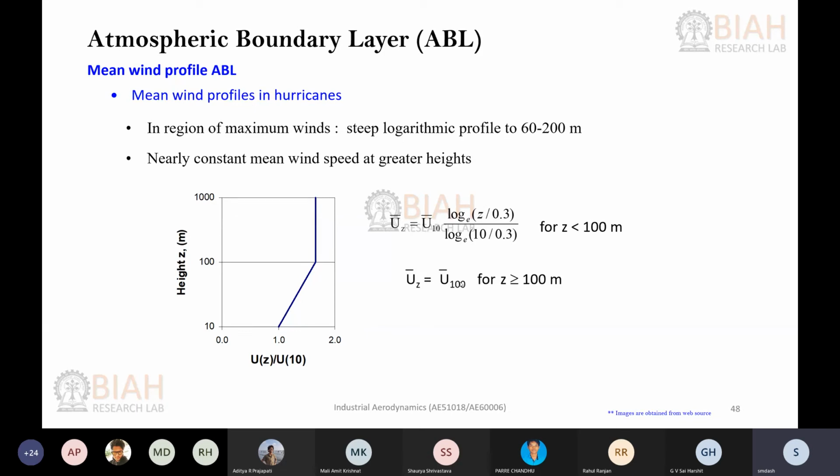and above 100 meters the velocity stays the same, and you can use it as the average velocity at a height of 100 meters. Whatever velocity you get here stays the same as you go higher. So this is how the hurricane velocity profile is estimated. This is approximate velocity. Of course, you know that there is a lot of turbulence, but these are the mean velocity values.